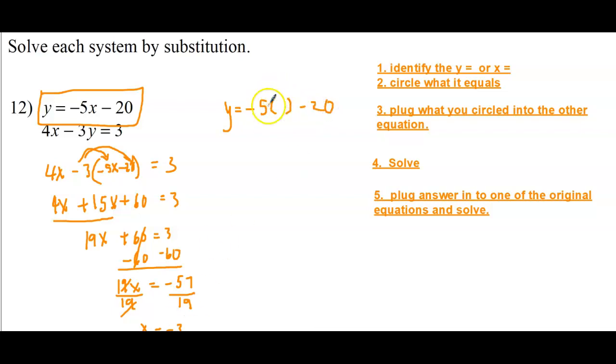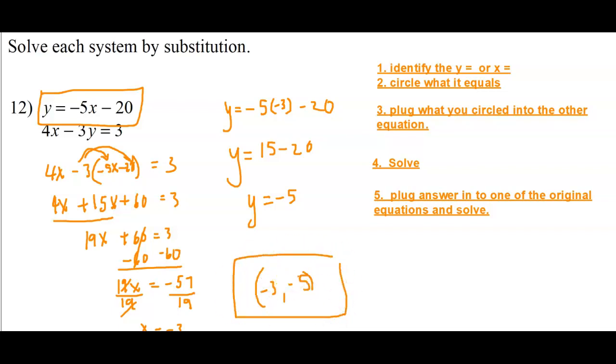So we know that x equals negative 3 now, so I'm going to go ahead and put negative 3 in there. Negative 5 times negative 3 is positive 15. And then with subtraction, we end up with negative 5. And so the solution to this system of equations is x equals negative 3 and y equals negative 5.